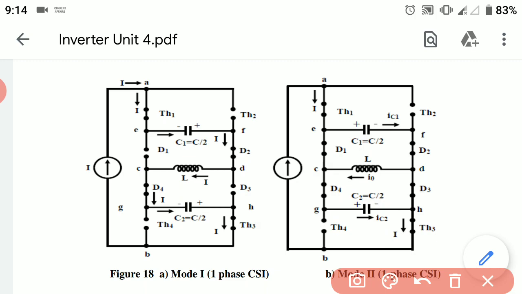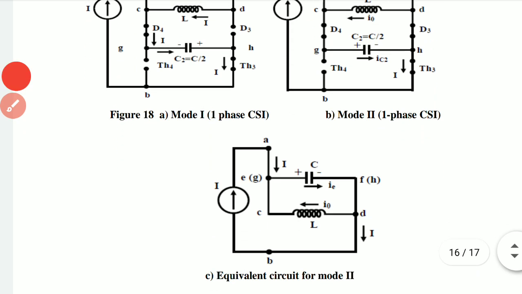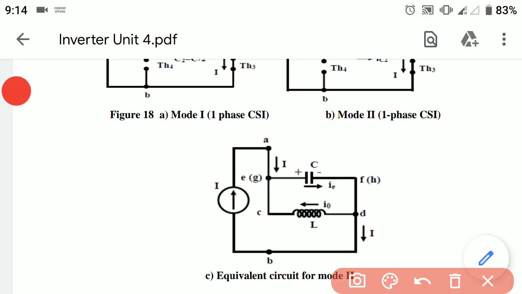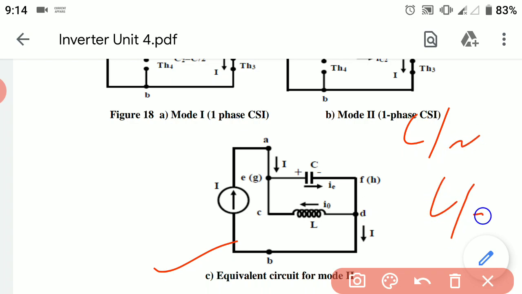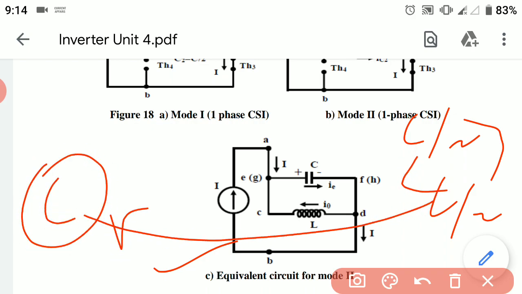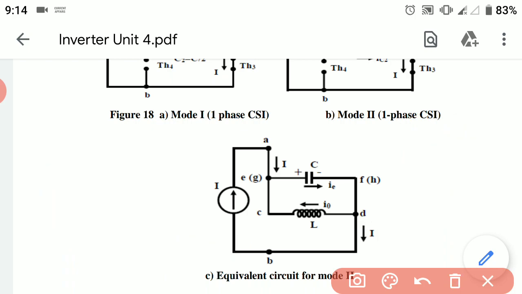The equivalent circuit for this diagram is shown here. This is the equivalent circuit diagram for mode 2. Here we can see that the two capacitors are in parallel condition and their capacitances get added, and the net capacitance is C. So here we have inserted the net capacitance C of the two capacitors in parallel with the load L, and the current from the current source will flow through the capacitor and through the load like this.